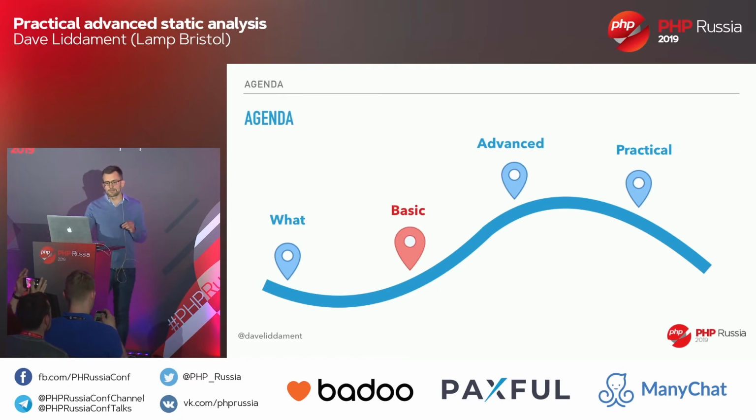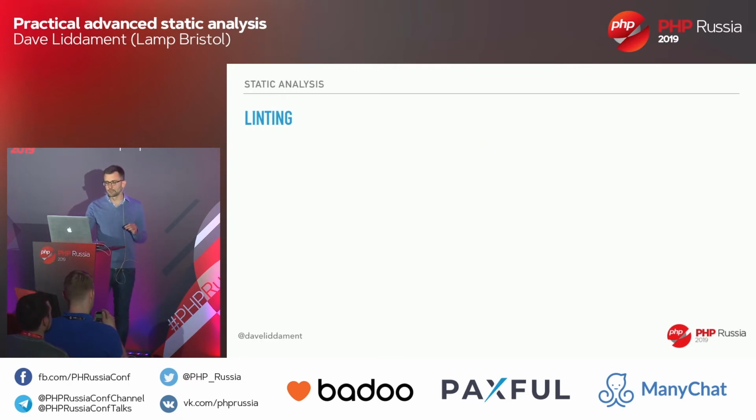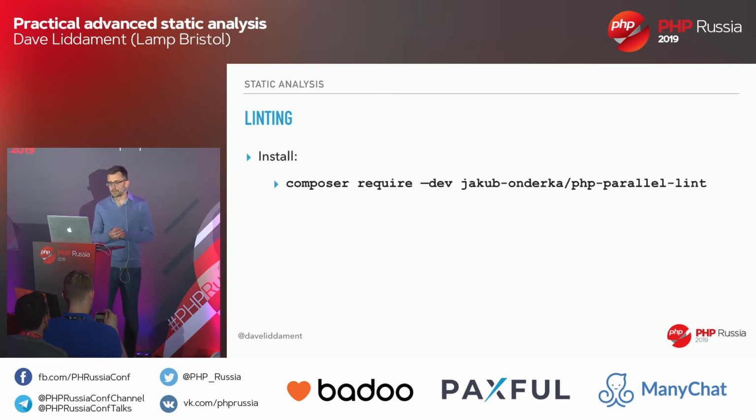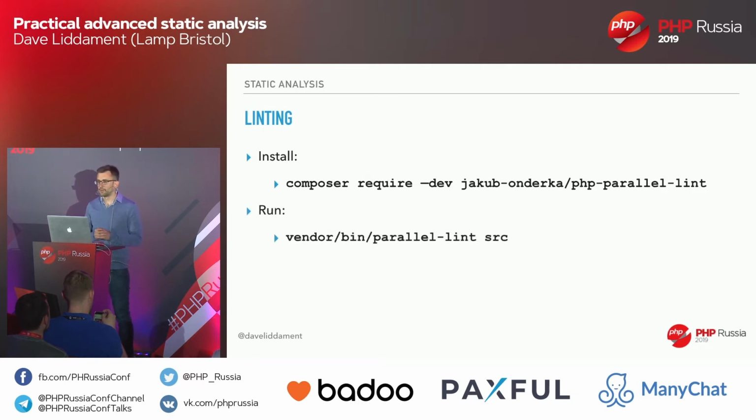So let's look at some very basic static analysis. The first thing we'll look at is linting. Linting is just looking at your code for syntax errors, like a misplaced semicolon or a missing close brace or something like that. If I want to do this on the command line, then I use a tool called parallel lint. That's how I install it, and then to run it, I just call parallel lint with all the directories that I want it to lint. Because it does it in parallel, it's reasonably fast. So that is the bare minimum of static analysis tools we want.